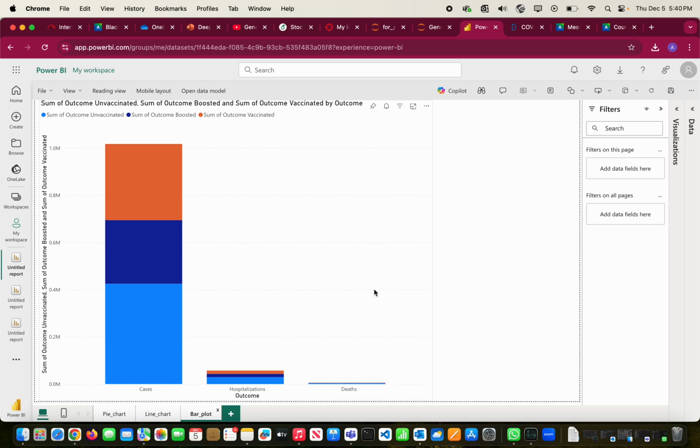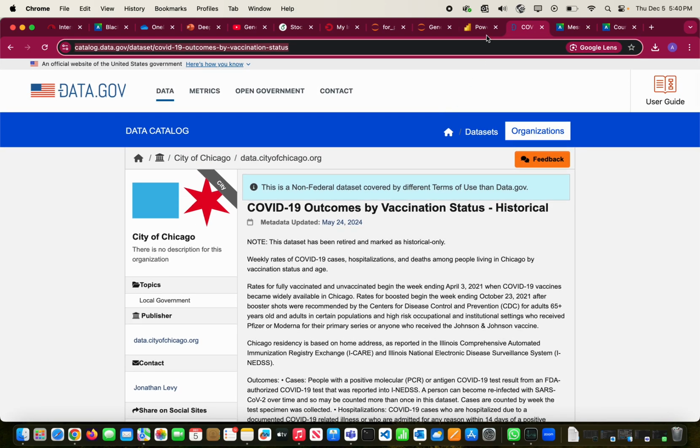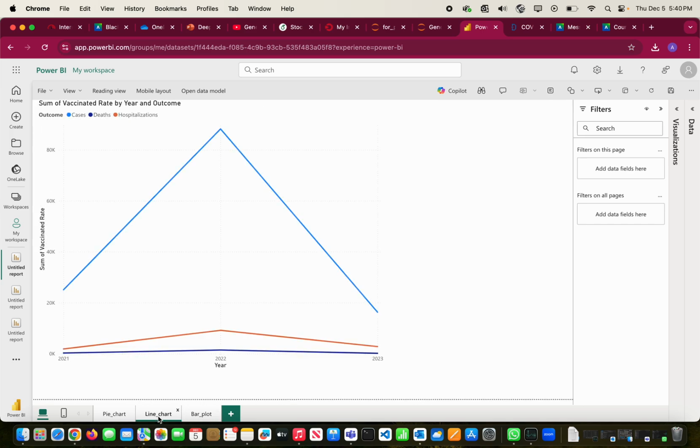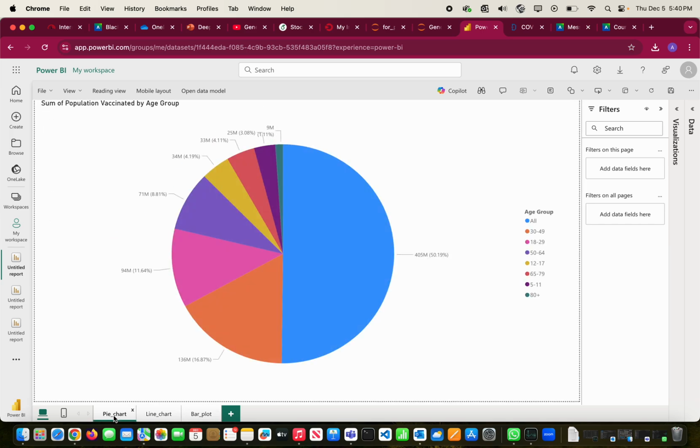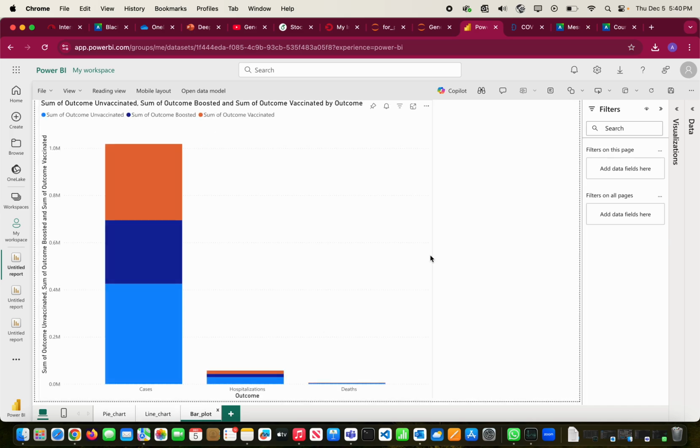So these three graphs represent the visualization from this data obtained from data.gov. I think this visualization basically sums up the use of vaccination and gives the data about vaccinated and unvaccinated people between various age groups and for the different populations. So this is the project I did for my Power BI visualization project. Thank you.